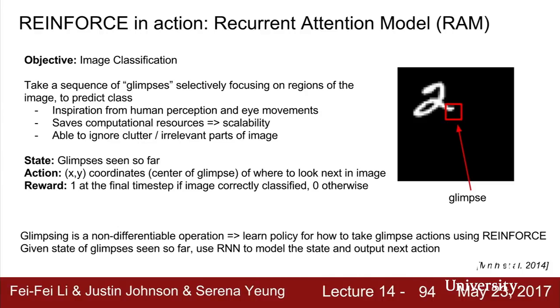And so because taking these glimpses around the image is a non-differentiable operation, right? This is why we need to use a reinforcement learning formulation and learn policies for how to take these glimpse actions, and we can train this using REINFORCE. Right, so given the state of glimpses so far, the core of our model is going to be this RNN that we're going to use to model the state, and then we're going to use our policy parameters in order to output the next action.